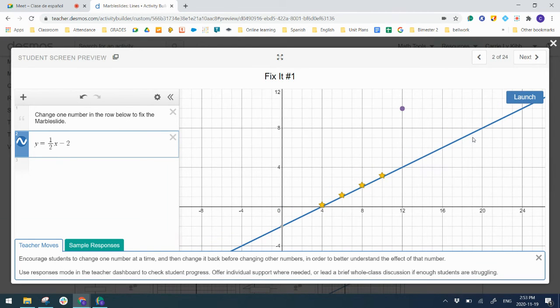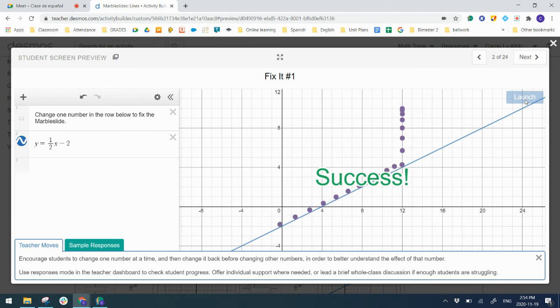This looks like it's going to work. If I click launch, there we go, success. I got all of the marbles.